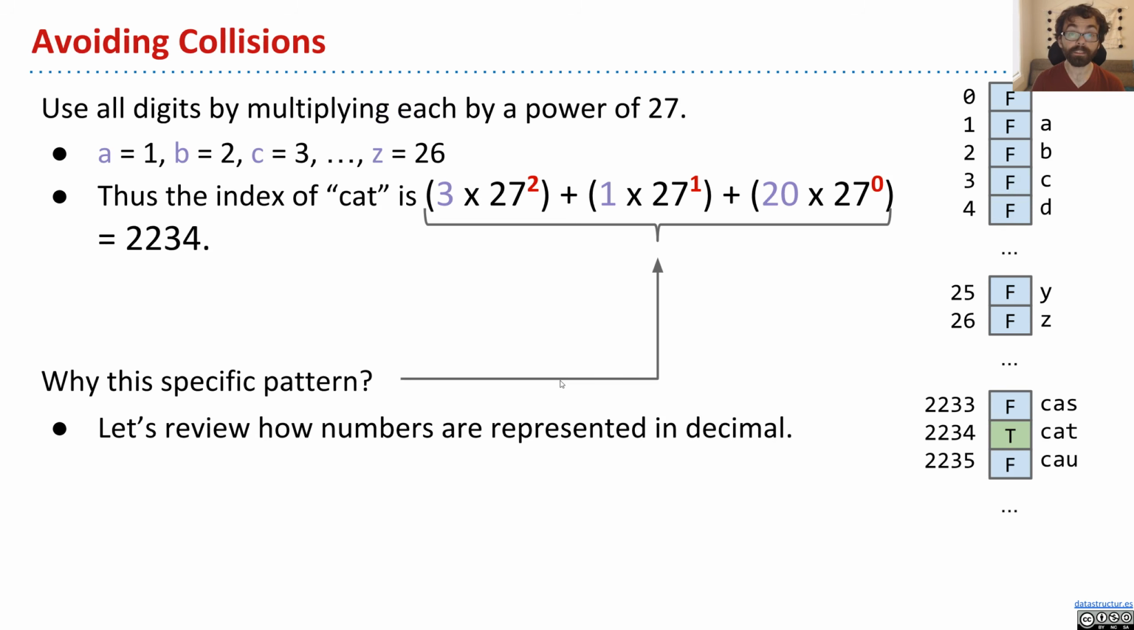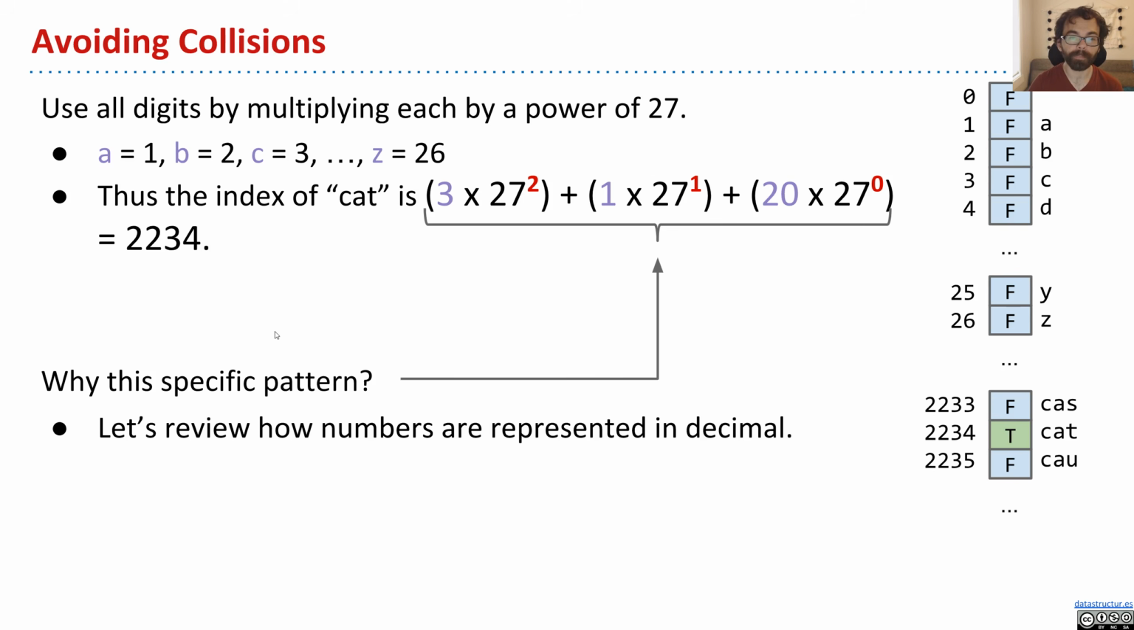Okay, well, let's talk first about avoiding collisions. What we can do is use every single digit, and in particular, we're going to multiply each digit by a power of 27. So for example, the index of cat will be 3 times 27 squared, 3 because C is the third letter of the alphabet, and 27 squared because that's the power I chose for this. A will be 1 times 27 to the first power, and then T will be 20 times 27 to the 0th power, that is 1.